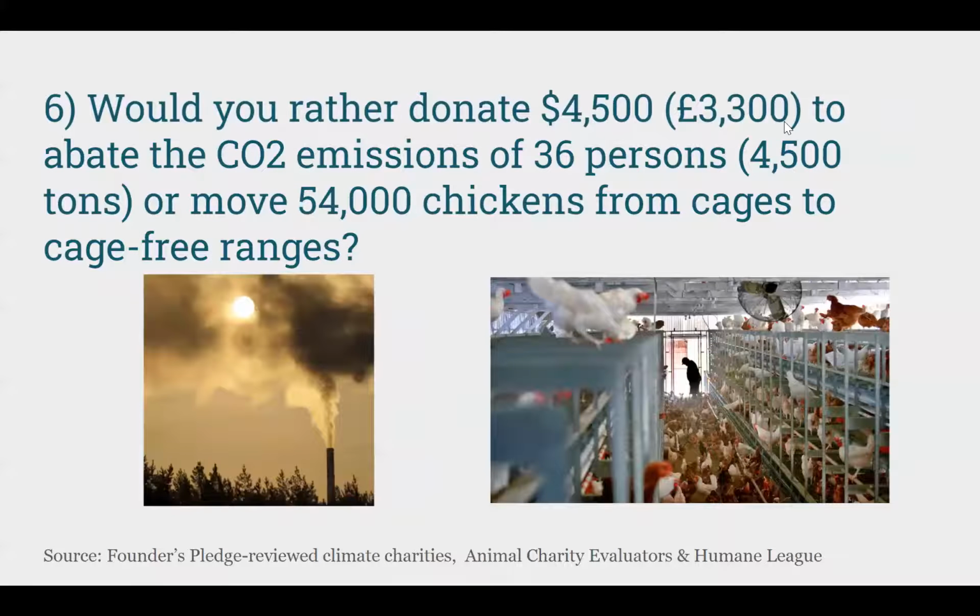Cool. The next question is, would you rather donate to abate the CO2 emissions of 36 persons or 4,500 tons of CO2 from the atmosphere? And this is through Founders Pledge's reviewed climate charities like Clean Air Task Force, Rainforest Nation. This is typical of their more effective charities, a typical estimate of what it costs per ton of CO2. Or move 54,000 chickens from cages to cage-free ranges.